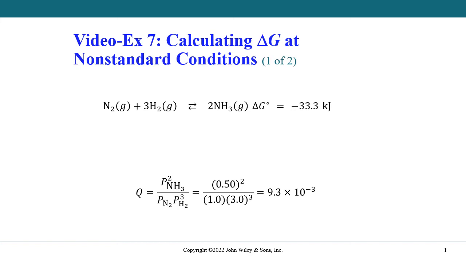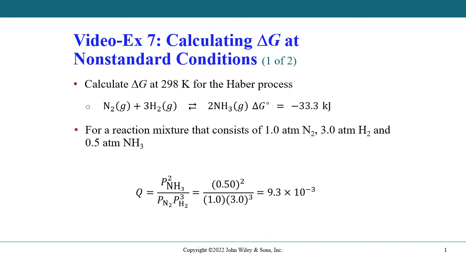Here we're going to calculate delta G at non-standard conditions. In this instance, we are being asked to calculate delta G at 298 Kelvin for the Haber process. We are given the standard reaction. So this here is the standard reaction. Delta G at 25 degrees standard is minus 33.3 kilojoules.